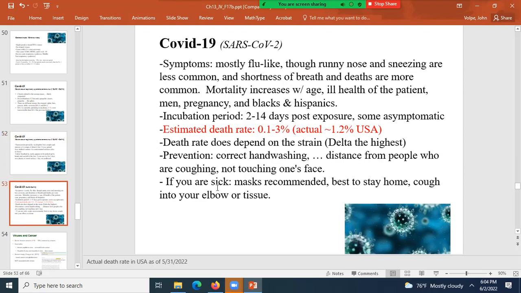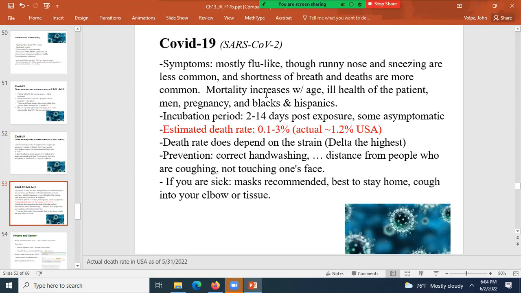The symptoms are mostly flu-like, though the runny nose and the sneezing are less common. I think with the later strains of COVID-19, they are becoming more and more like the flu, meaning the runny nose and the sneezing are more frequent. The shortness of breath and deaths are more common.